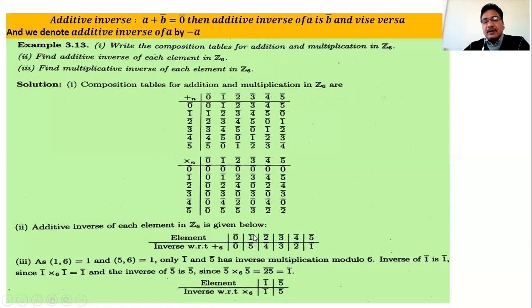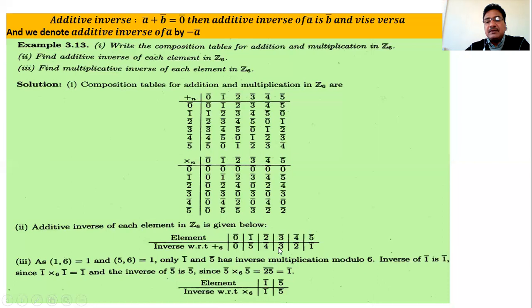And how can we denote that the additive inverse of 1 bar is 5 bar? Write this notation, minus 1 bar is equal to 5 bar. Then 2 bar plus what is equal to 0 bar? 2 bar plus 4 bar is 0, and therefore the additive inverse of 2 bar is 4 bar. How can we denote this? Write minus 2 bar is equal to 4 bar. And obviously minus 4 bar is 2 bar. Then 3 bar plus what is equal to 0 bar? 3 bar plus 3 bar is 0 bar.